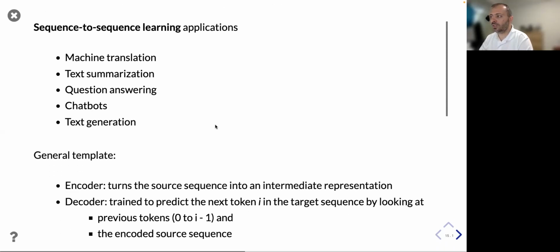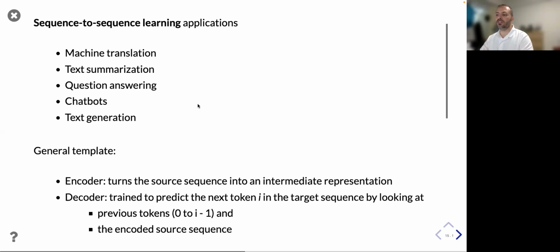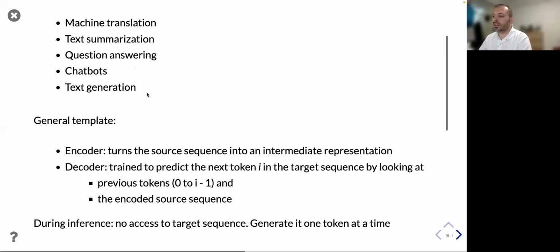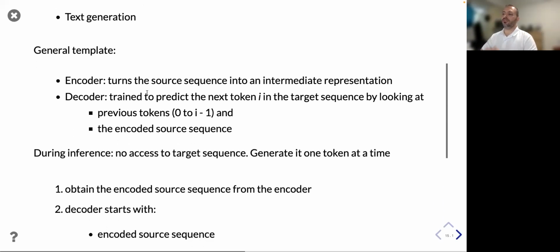So here is a general template for this. First of all, the whole idea for all of them is that we just predict the next word. It's just the same thing for all of them. We predict the next word until we arrive at the end. And this is a general template. We have the encoder, the one we saw before, that turns the source sequence, for example, in translation, it will be the original, the English, in the case that we saw, into an intermediate representation.